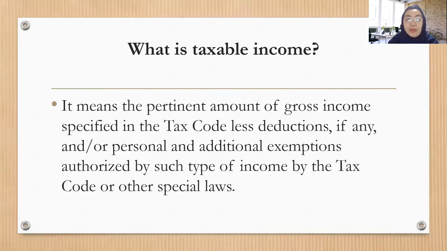For our purpose, not all increases in your wealth will be included in your income tax return or will be taxable. In other words, taxable income, or those income that are subject to taxation, would only include pertinent amounts of gross income specified in the tax code, less deductions, if any, which are also authorized or specified by the tax code or other special law. So when the tax law does not consider the item as a gross income or does not consider such item as deductible, then you cannot add nor can you deduct. Those line items that are specifically excluded cannot be used or considered in the determination of your taxable income. I hope that's clear.